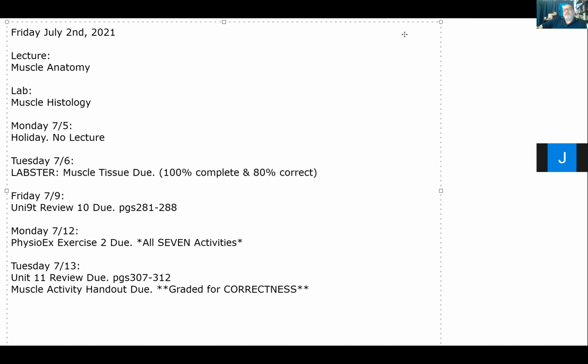Let's go ahead and get started. We are halfway through the, I say semester, but really summer right now. We are starting our third section of the class. This is going to be the muscular system.